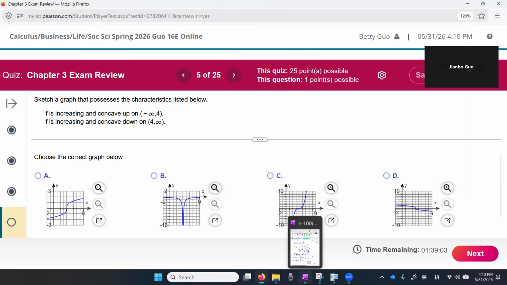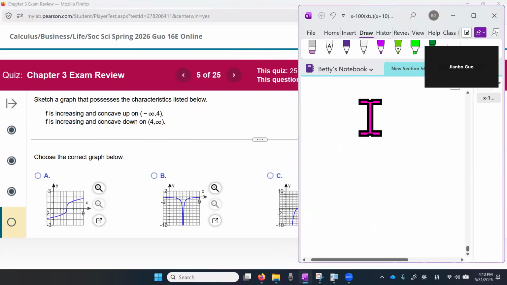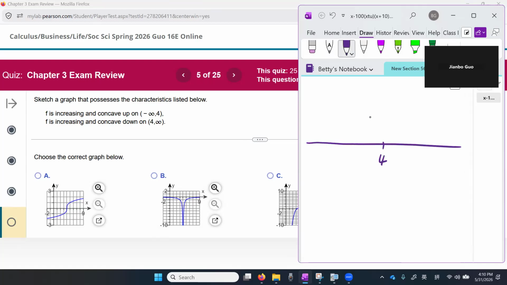Okay, I mean to click this one. So this is the real number line. This is 4. To the left of 4, the function is increasing and concave up. To the right of 4, the function is also increasing, but concave down. So it's kind of like this. Over the entire domain, the function is increasing.